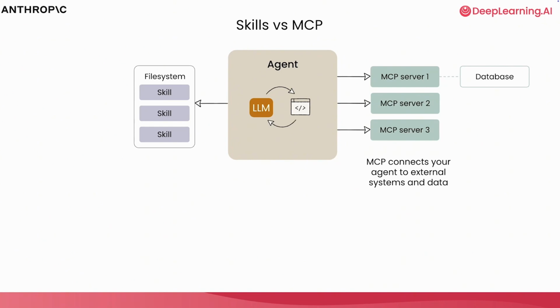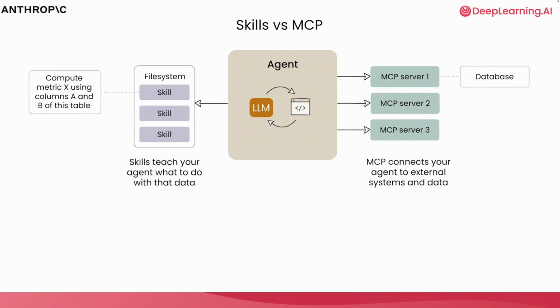But anytime that you need external data and context that the model doesn't know about, the Model Context Protocol is extremely helpful. The skills that you have can leverage those underlying tools and data from the Model Context Protocol to teach your agent what to do with that data.